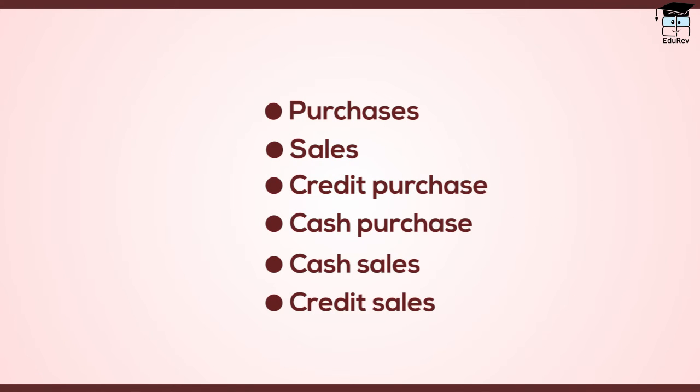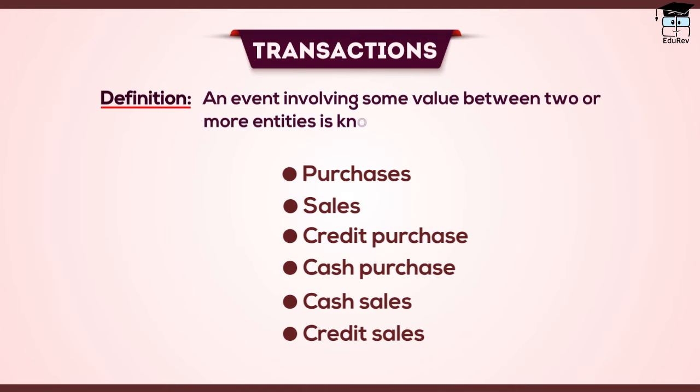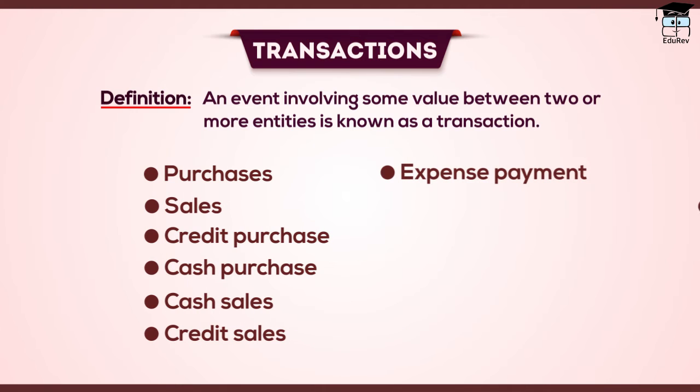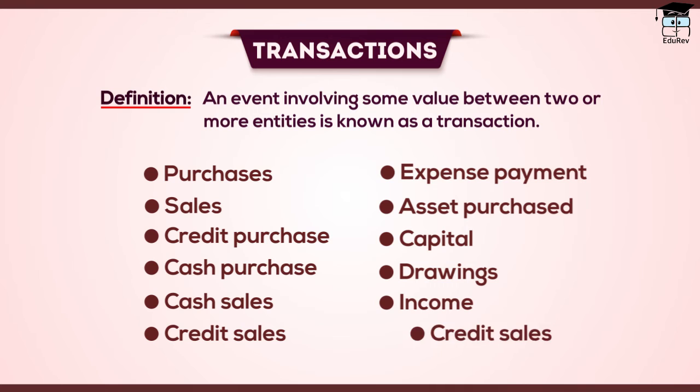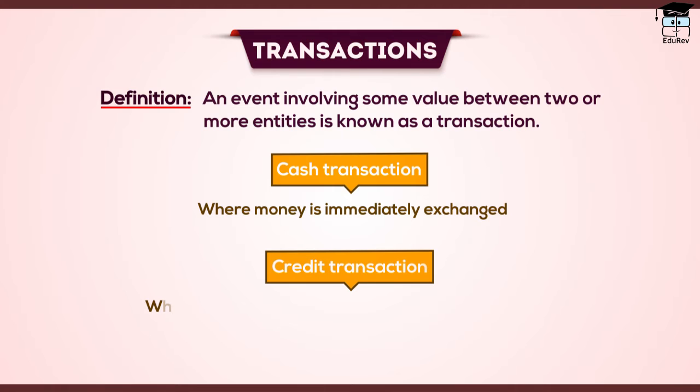Now all these purchasing, selling, giving goods on credit or receiving goods on credit are known as transactions in accounting. An event involving some value between two or more entities is known as a transaction. So in addition to sales and purchases, it also includes payment of expenses, purchase of furniture, capital introduced by the owner, drawings, etc. The transactions can be cash transactions where money is immediately exchanged, and there can be credit transactions where both the parties agree to a future date payment.